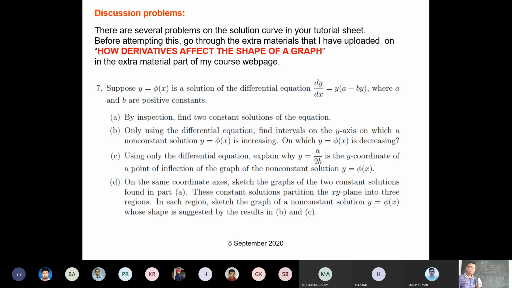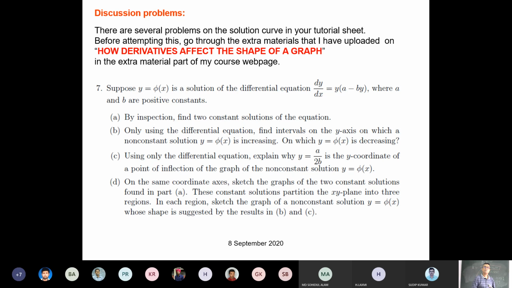Fine. Now I'll come back to this. You don't need to worry about it, because once I do the D part, you will get answers to all this stuff. Okay. So this is basically interpreting the solution curve even without solving the given differential equation. This is what it is all about. Is it okay? Fine. So now the third part is: using only the differential equation, explain why y equal to a by 2b is the y coordinate of a point of inflection of the graph of the non-constant solution y equal to phi of x. And that is also very straightforward.